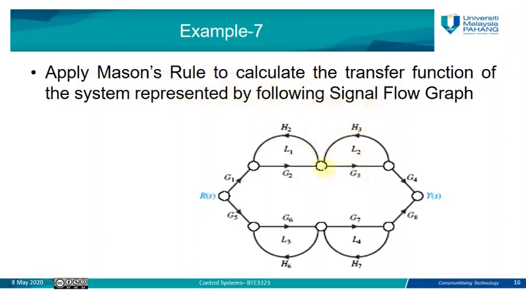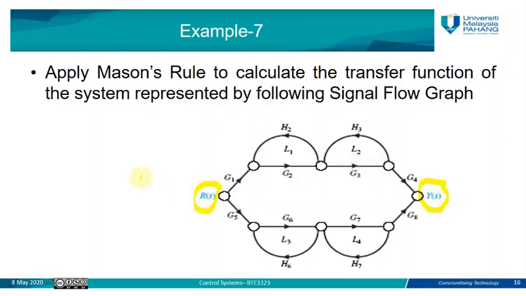Here we apply Mason's rule to calculate the transfer function of the system represented by the following signal flow graph. It consists of several nodes with several branches. We need to use Mason's rule to write the overall transfer function that relates the output of our system Y(s) and the input of our system, R(s). The transfer function is always output over input, so how do we write Y(s) over R(s)? We need to use Mason's rule.